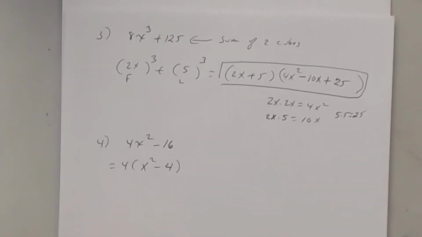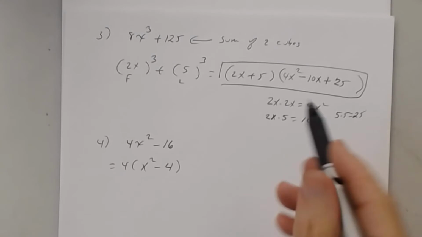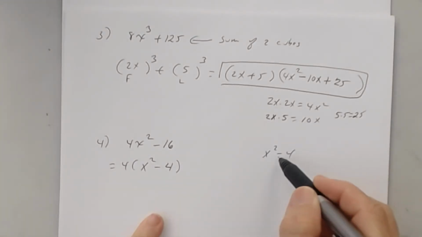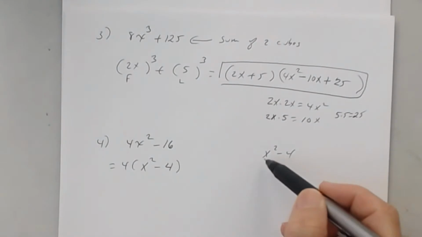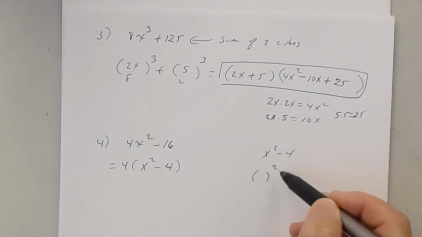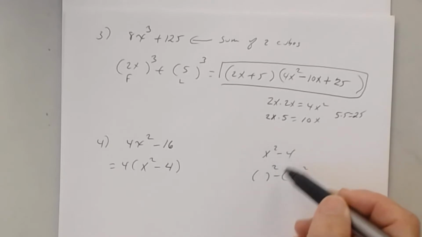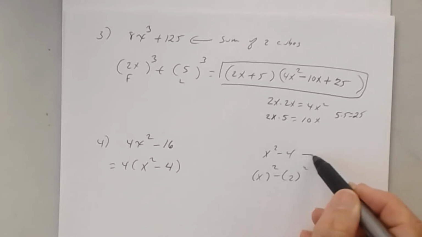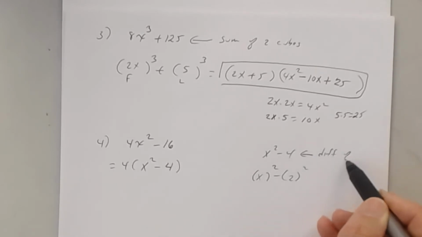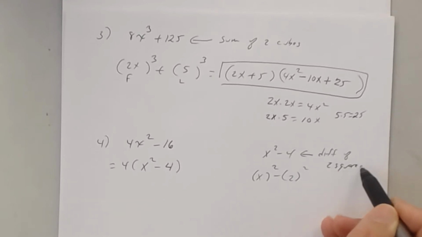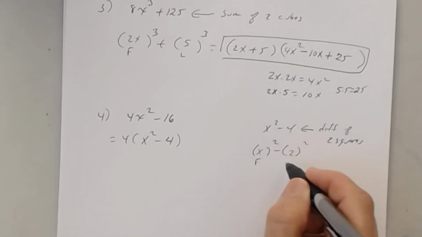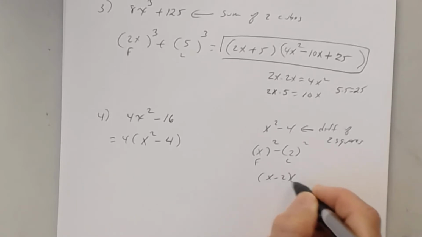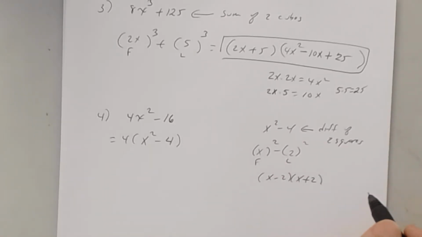All right, am I done? No, because one of the things you always have to check is to see if you can factor any further. So if I look at x squared minus 4, you know that this is the difference of 2 squares. So I can factor this further because x squared minus 4 I can write as x squared minus 2 squared, right? So that's the difference of 2 squares. And so I can factor this then as x minus 2 times x plus 2.